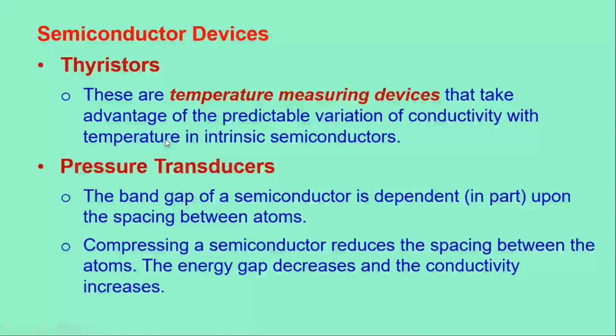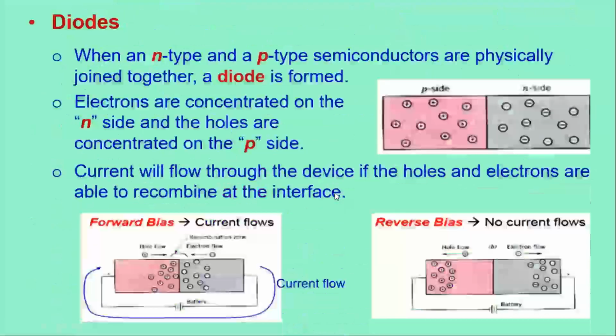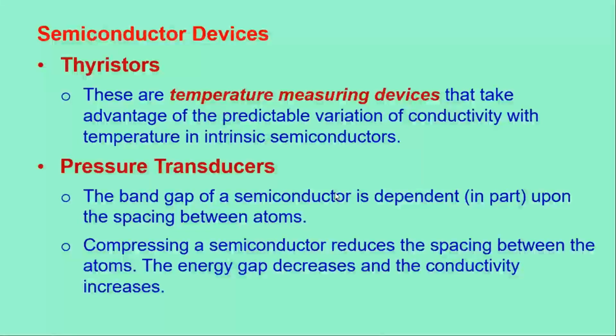We also have the pressure transducers. The band gap of a semiconductor is dependent in part upon the spacing between atoms. So we can manipulate the band gap through the application of increased pressure. We increase the density of this material, we compress it, and even at the atomic level there's a reduction in that space, that energy gap. So the energy gap decreases and conductivity increases.